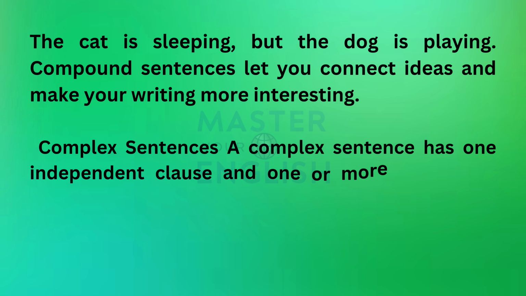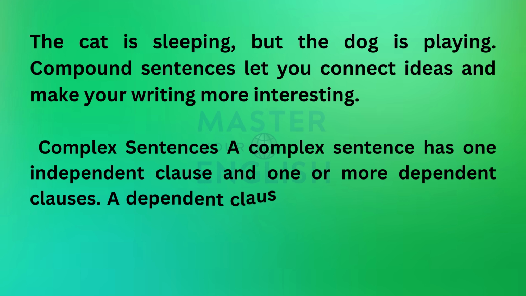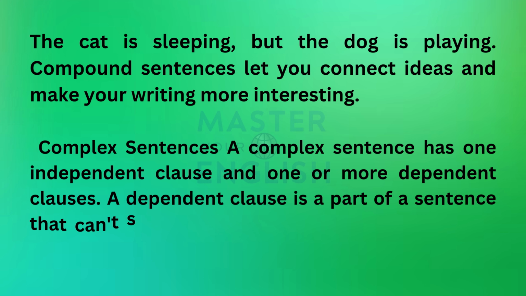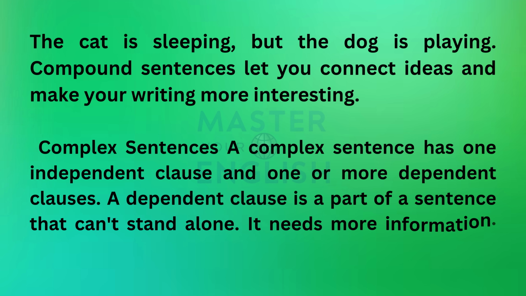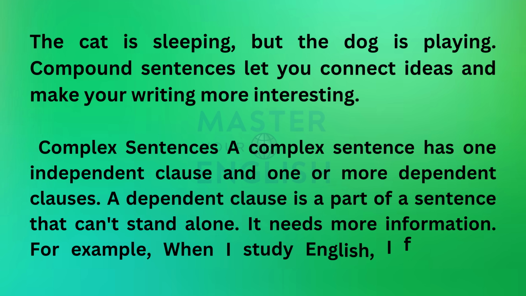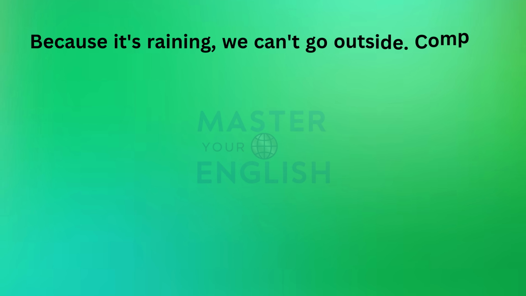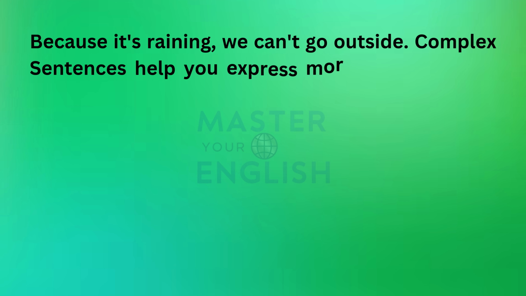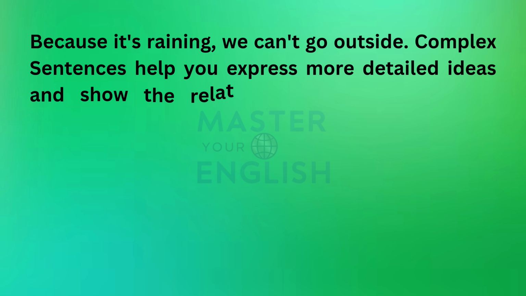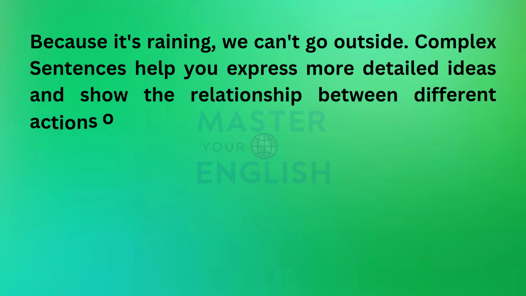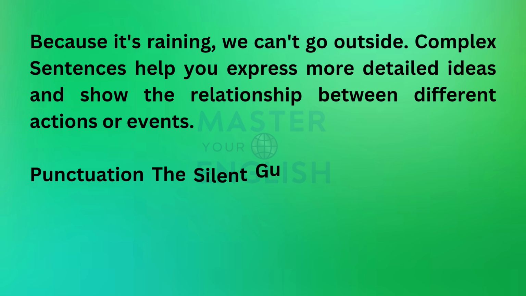Complex sentences. A complex sentence has one independent clause and one or more dependent clauses. A dependent clause is a part of a sentence that can't stand alone. It needs more information. For example, when I study English, I feel more confident. Because it's raining, we can't go outside. Complex sentences help you express more detailed ideas and show the relationship between different actions or events.